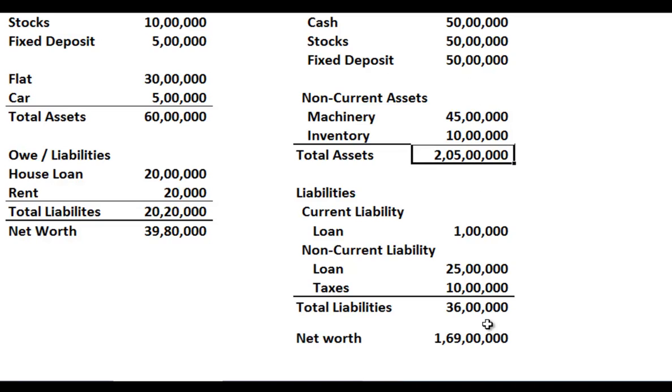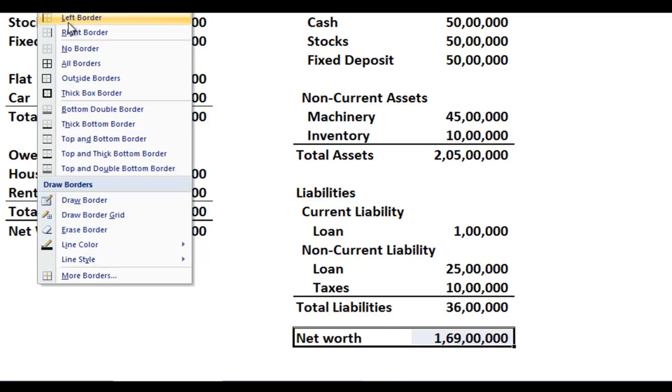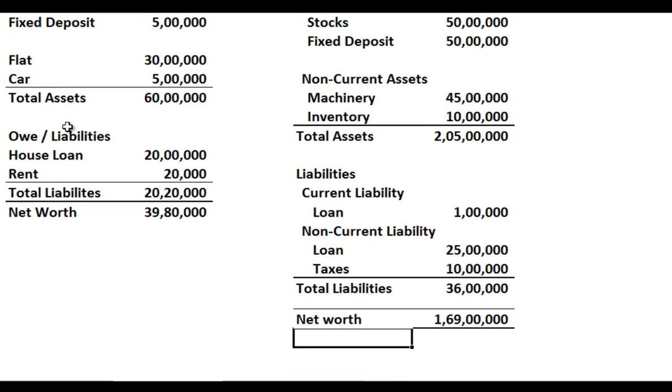The total assets here, totally it's 2 crores, all those things put together. Liabilities are about 36 lakhs. So 2 crores and 5 lakhs minus 36 lakhs is 1 crore and 69 lakhs. That is the total net worth of this company. This is otherwise also called shareholders equity, and the reason it's called shareholders equity is because that is what the shareholders own in a company after the assets are netted against the liabilities.